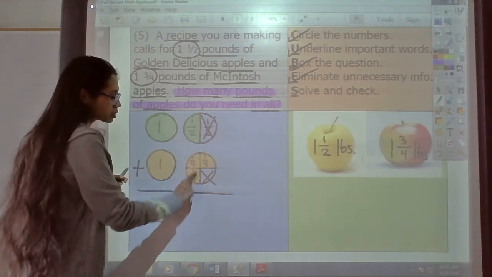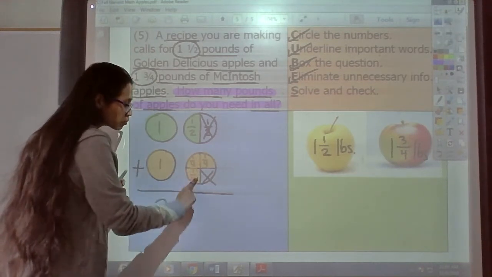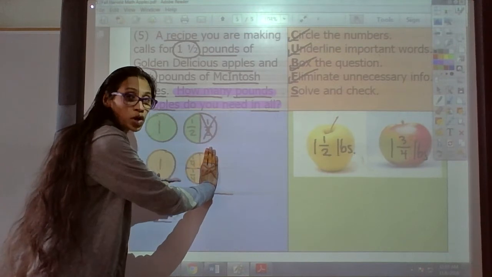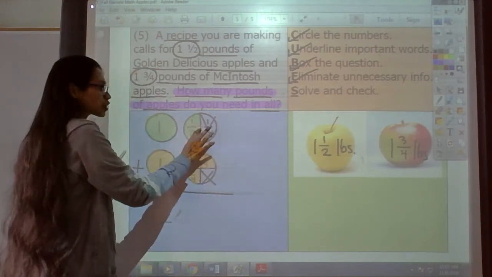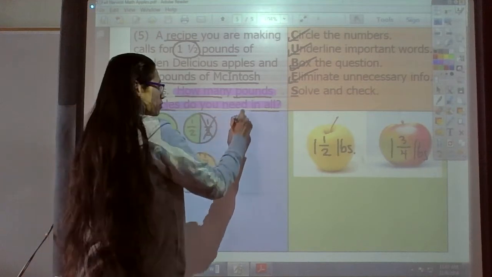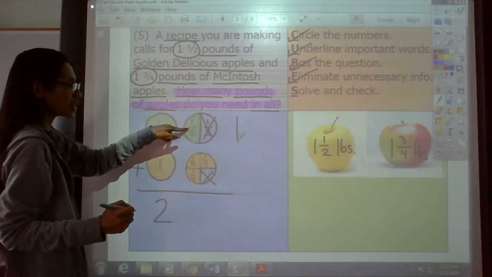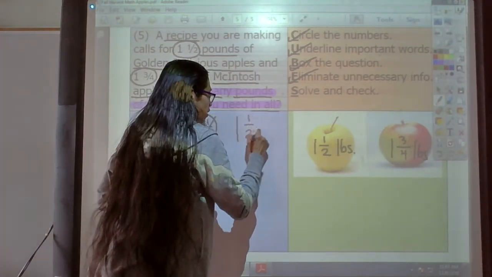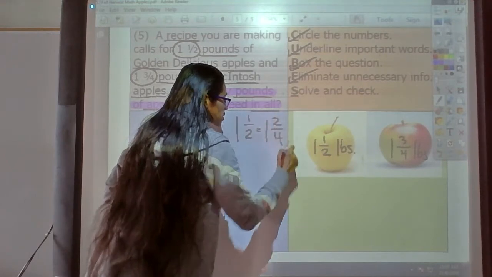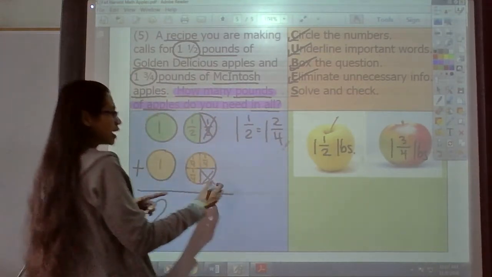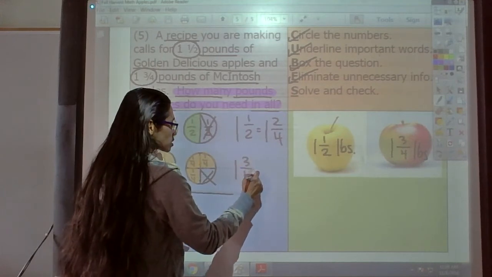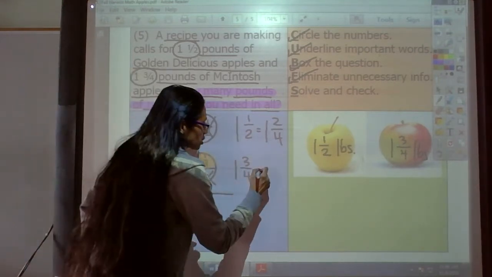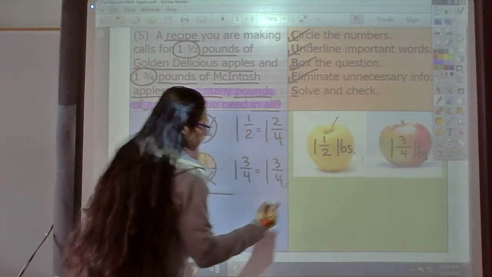Do you see this part? These 2 parts right here? That's the same thing as 2/4, which is the same thing as 1/2. So look right here. If I split that, this is like having 1 whole, and instead of 1/2, it's like having 2/4. So 1 and 1/2 is the same thing as 1 and 2/4. And this one, I have 1 and 3/4, so we'll just write 1 and 3/4 for that one.